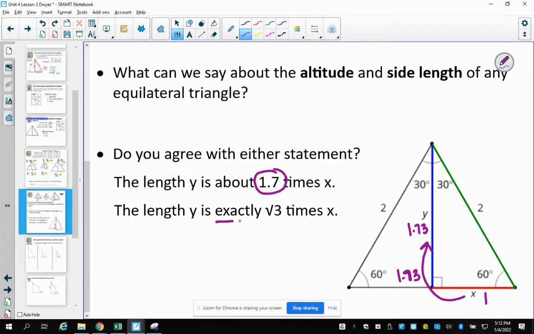It is exactly square root of 3 times bigger. So when we figured it out, we got y was the square root of 3. This is the exact answer. And then the approximate decimal is 1.7 or 1.73. So that's the rounded version, or about that many times.